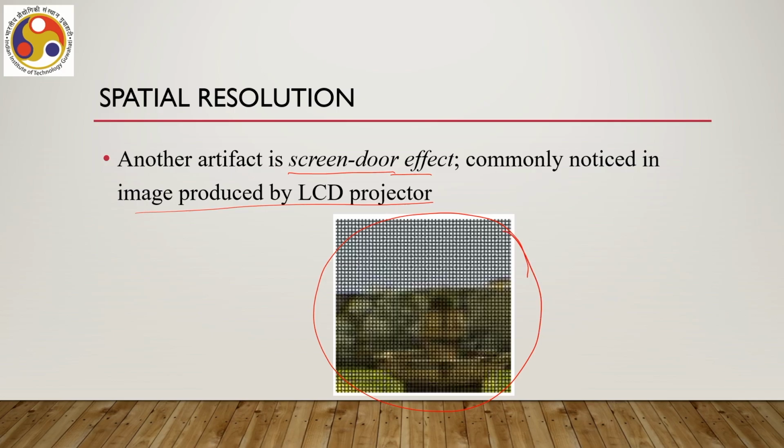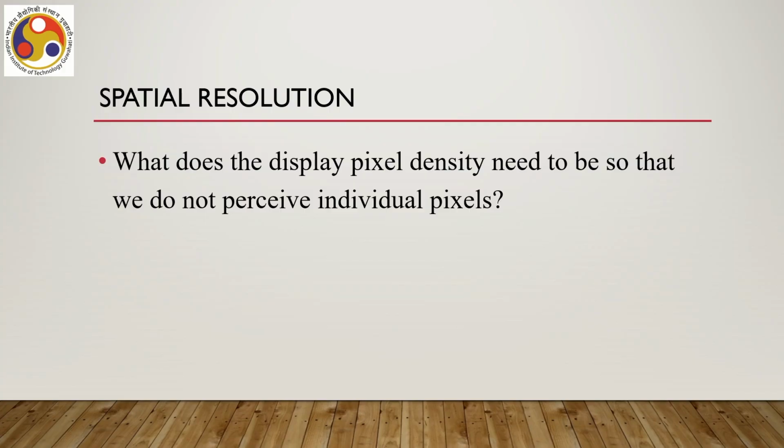So, the question is, what kind of resolution should we support so that these types of effects are not visible even if we are zooming in or zooming out the image? What does the display pixel density need to be so that we do not perceive individual pixels or these aliasing effects?